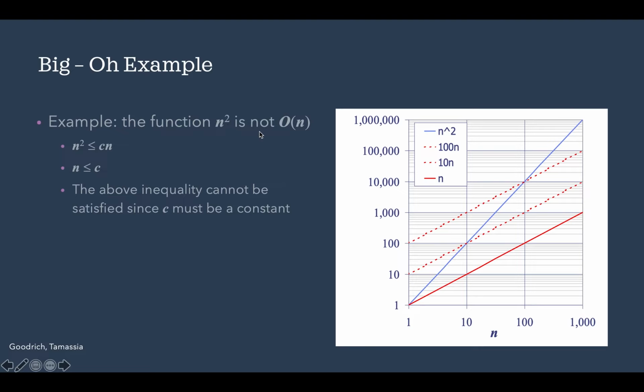So I can't tell that n square is big O of n. This c should be a constant, but when you solve this inequality, you get n less than or equal to c. This n is a variable, right? So I can find an n value which violates this inequality condition. So n square is not big O of n.